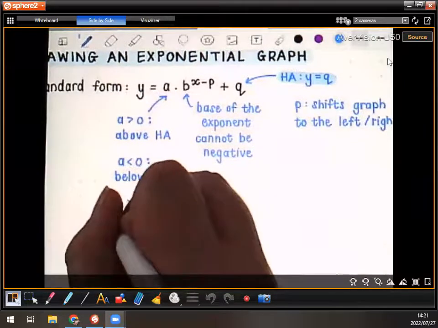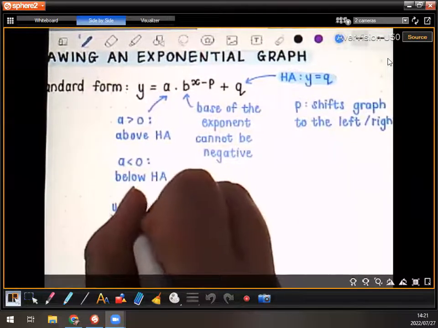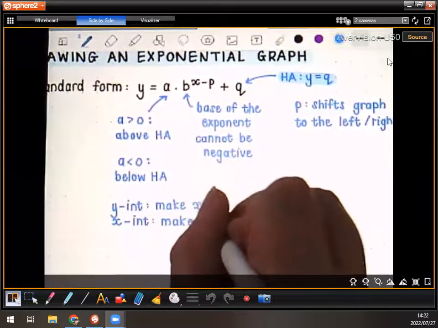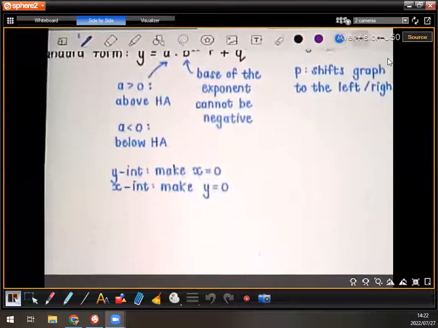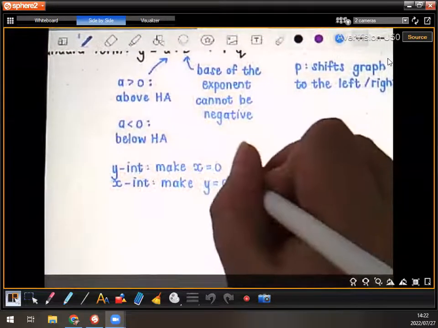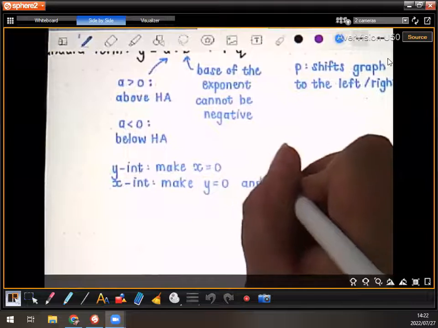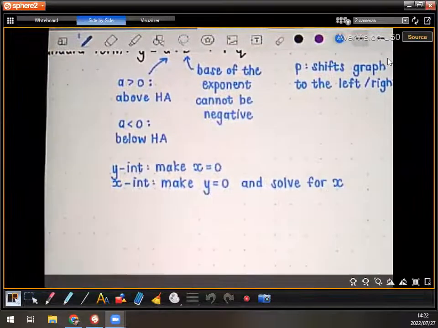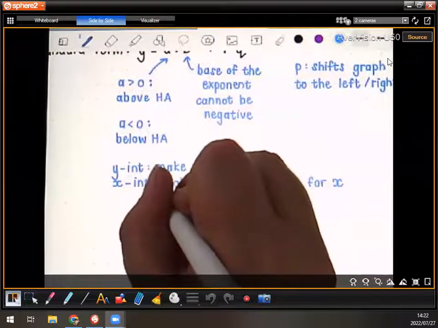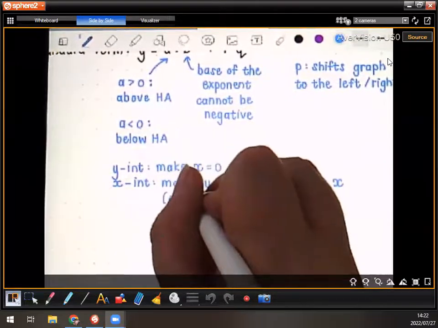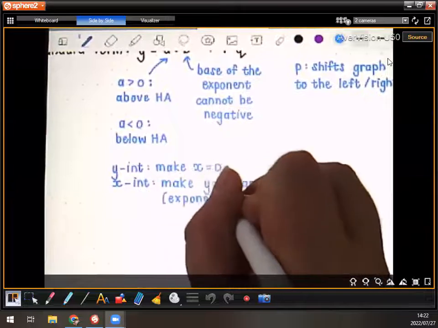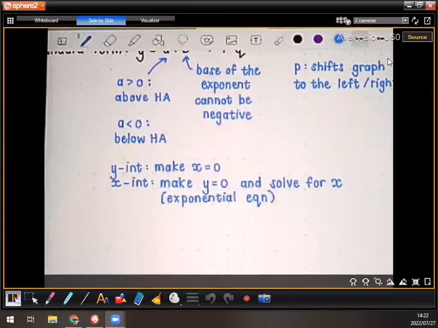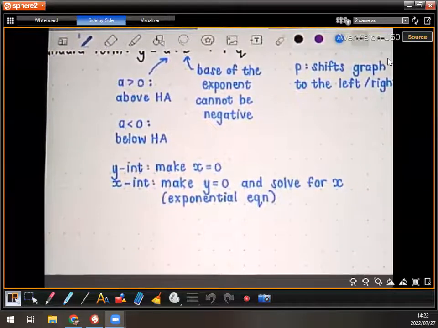Okay, the X-intercept, like I said, is where I think some of you might struggle a bit. Is just to solve for X there. So again, just like with any other graph, you're going to make Y equal to 0 and solve for X. And this solving for X is an exponential equation. Because that X is always an exponent on an exponential graph.